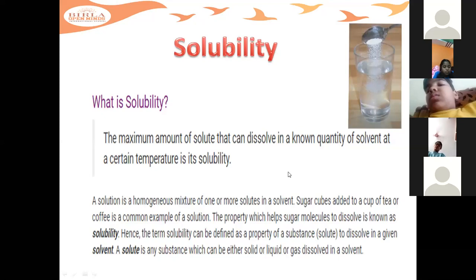About solubility, what is solute, what is solvent. Okay. So yesterday I think you have understood. Can anyone tell me the definition of solubility, or what is meant by solute and solvent? What is solute and what is solvent? Can anyone tell me? Raise your hands.